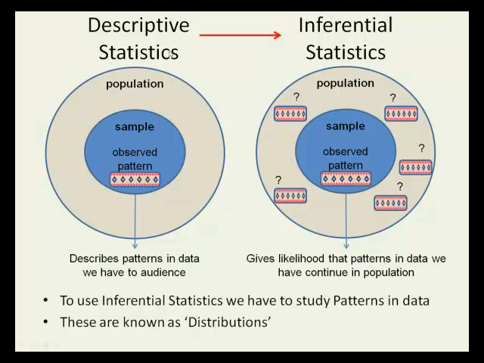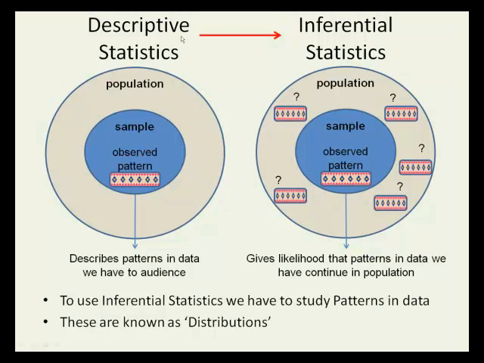Whereas descriptive statistics is about describing patterns that you see in your data, in the sample of data you have, inferential statistics addresses the question of how likely it is that patterns that you see in your data also continue into the population. And in order to address this problem, what we need to do is to get very good at studying these patterns in the data.